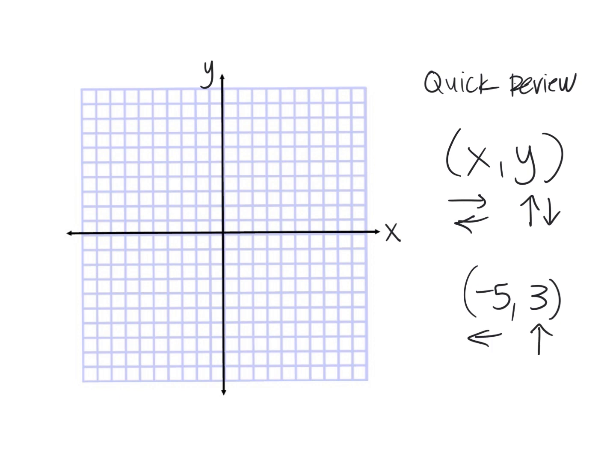Some people like to remember it as you have to run, which is sideways, before you can jump, which is up or down. Okay, so I go -5, 1, 2, 3, 4, 5, up 3. There would be my point. You always start from the origin, which is at 0, 0.